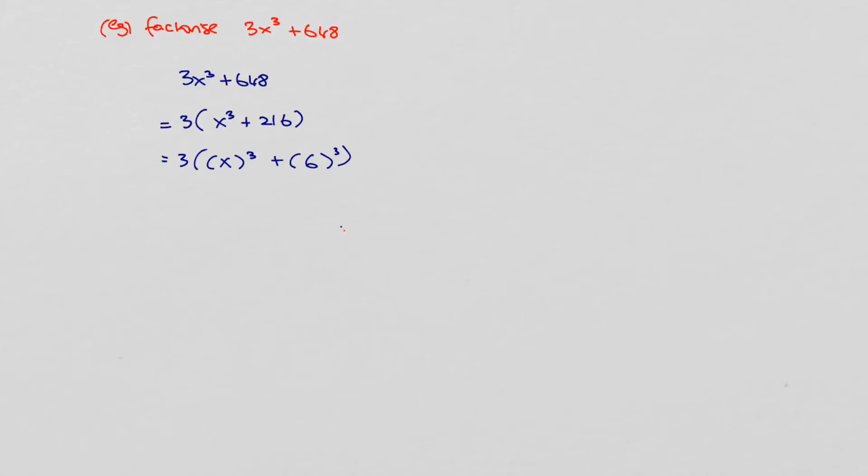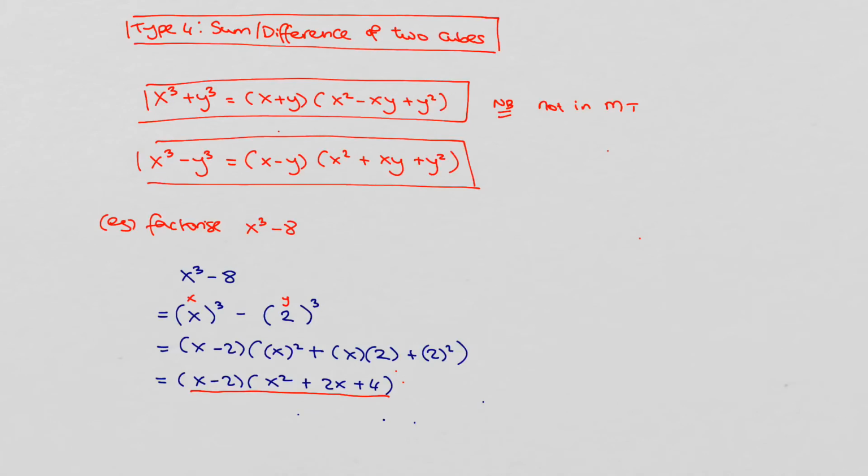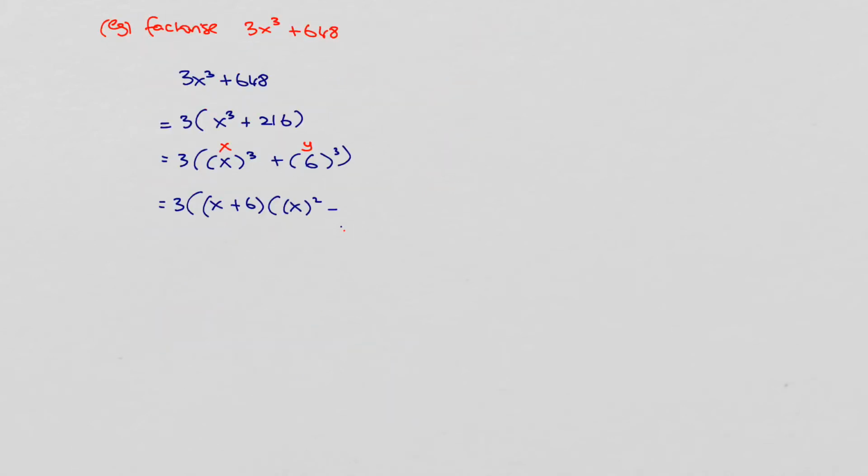So 6 times 6 times 6 is 216. You can always use your cube root formula on your calculator if you can't see the answer straight off the top of your head. So if we apply our formula then, x is going to be x and y is going to be 6. So it's going to be x plus y, in other words x plus 6. And then we go back to our formula there, x plus y by x squared minus xy plus y squared. So it's going to be minus x times 6 plus 6 squared.